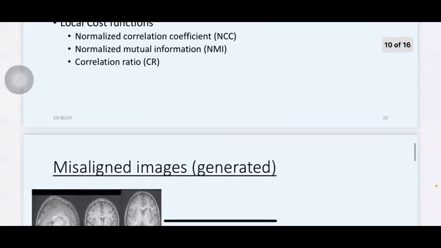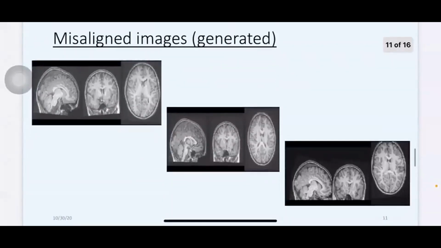Since we used supervised learning, we need some misaligned images. The center one is the correctly aligned image. This is an example shown for rigid registration. The middle one is the correctly aligned image to the template using 6 degrees of freedom, and the top and bottom ones are generated misaligned images, so that supervised learning is possible.